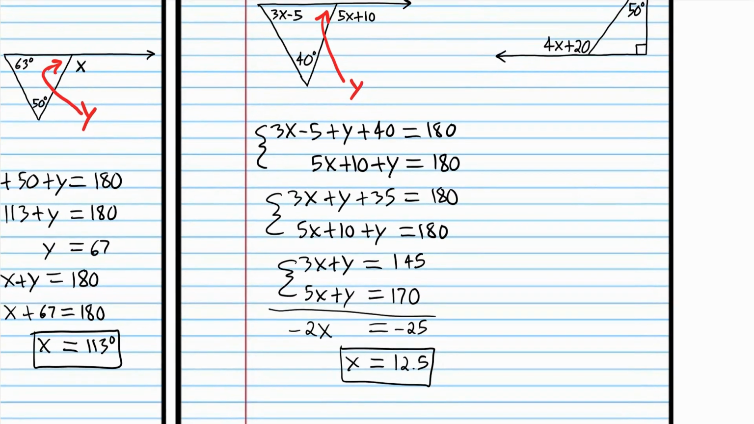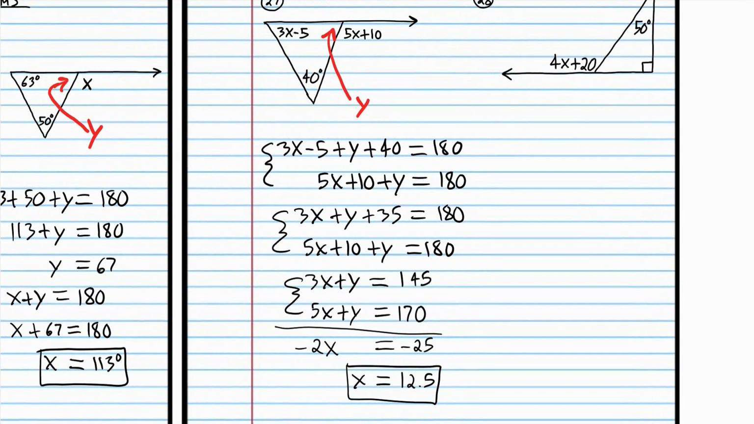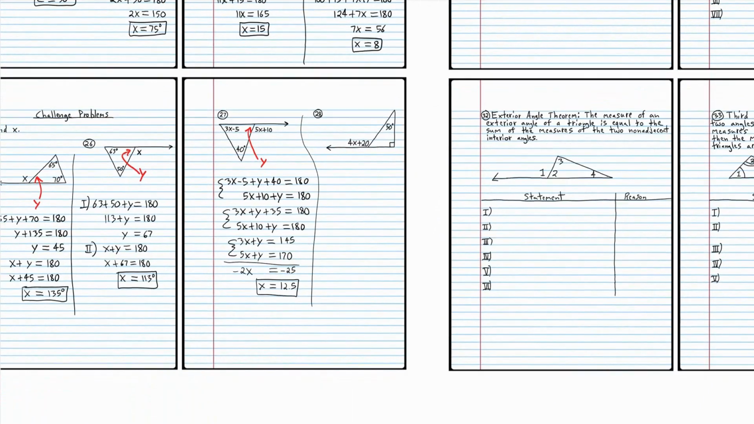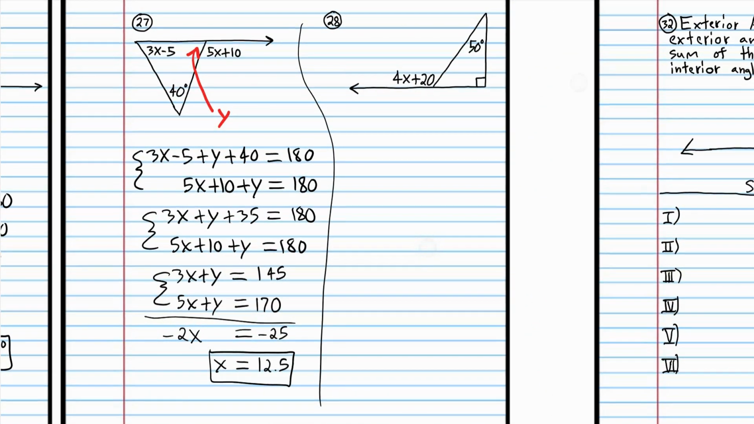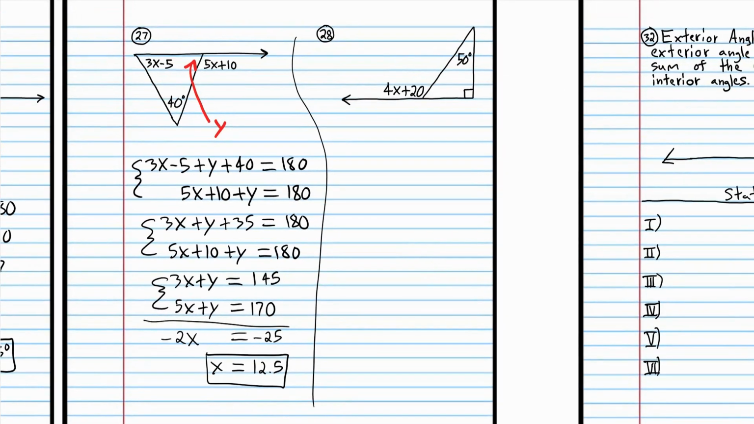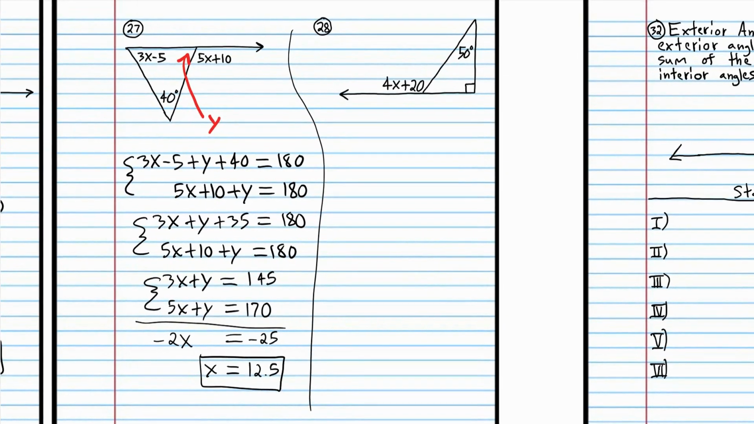And usually we would go back and try to figure out what y is, but we're really not looking for y, so we don't have to do that in this particular problem. Why don't you go ahead and try number 28 on your own. You have number 27 to refer back to. And when you come back, we'll do it together.